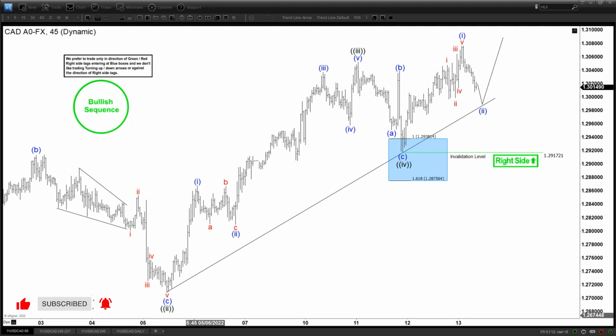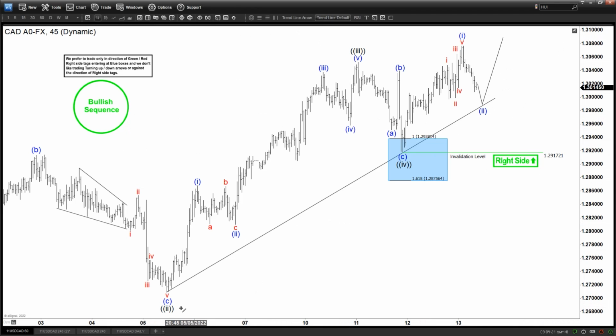And for today we're going to be looking at the chart of the US dollar Canadian dollar right here, 45 minutes time frame. We can see we have a bullish sequence, we have right side in green color here. So what this means is that we do favor more upside for this pair, right? And let's take a look at what we have here.